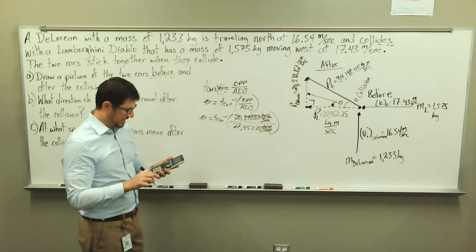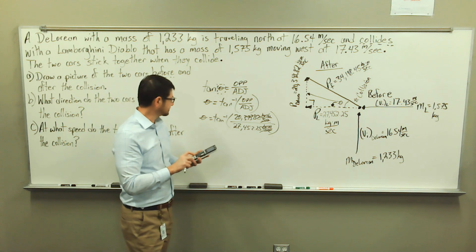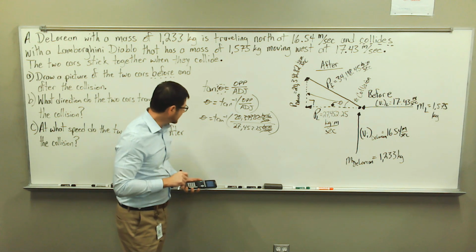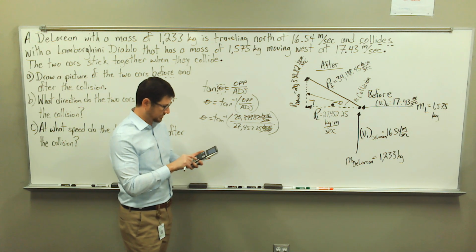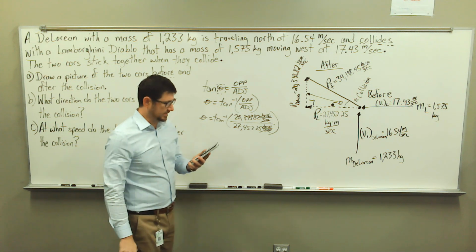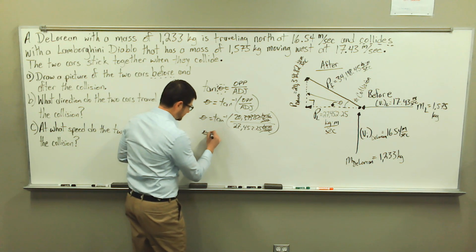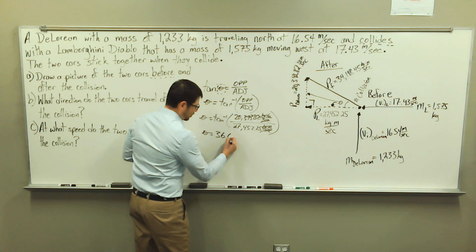So I've got arctangent. Remember to hit the second function on your calculator. And then I've got 20,393.82 divided by 27,452.25. And this is going to give us 36.6 degrees. So the angle is 36.6 degrees.